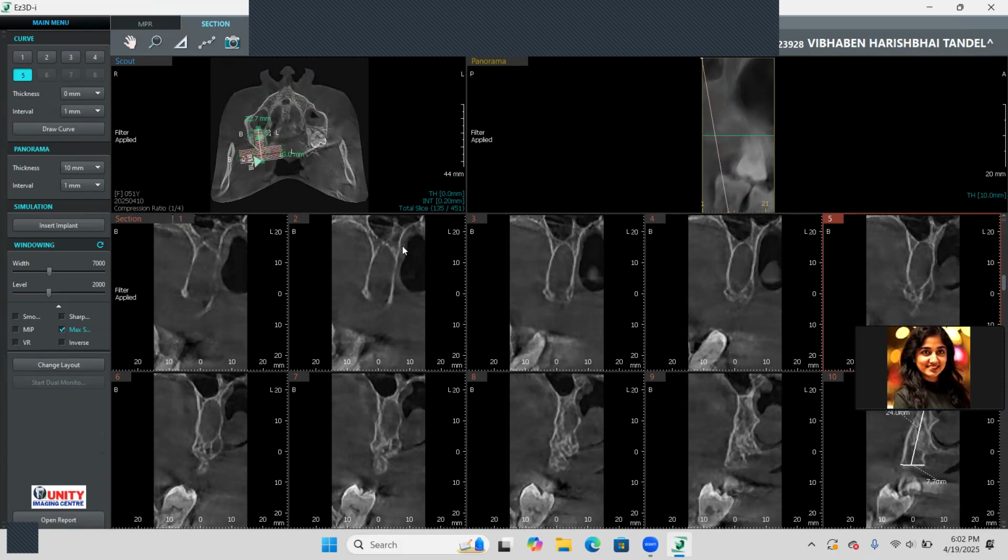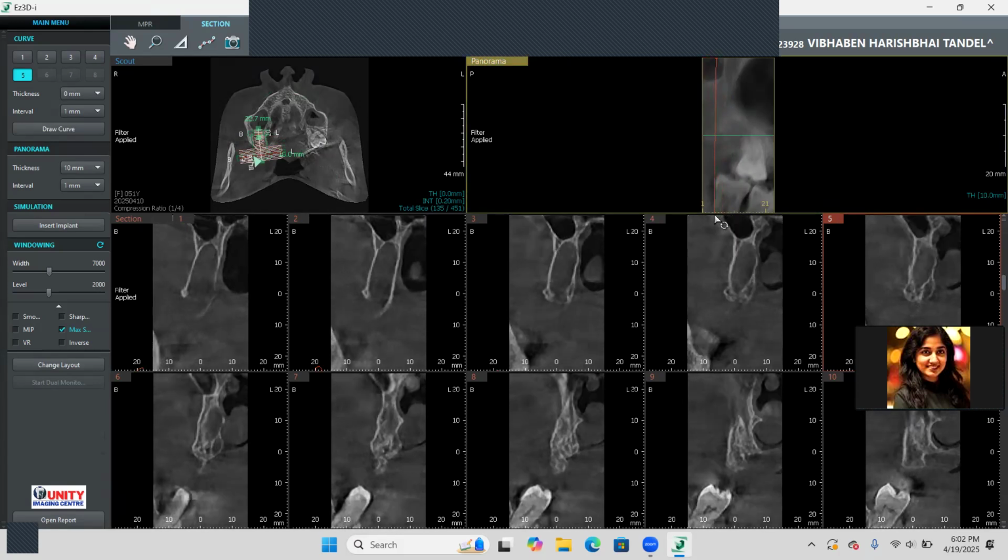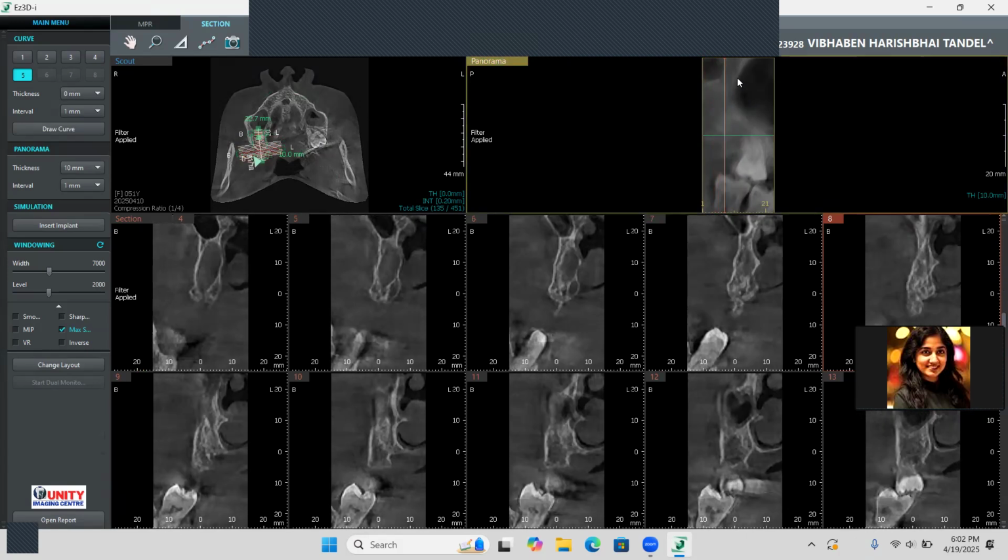But even if you draw it on a straight, it doesn't make that much of a difference. But sometimes, yes, if it is very deficient bone and you don't want to take any chance, you can change the angle just to be sure.